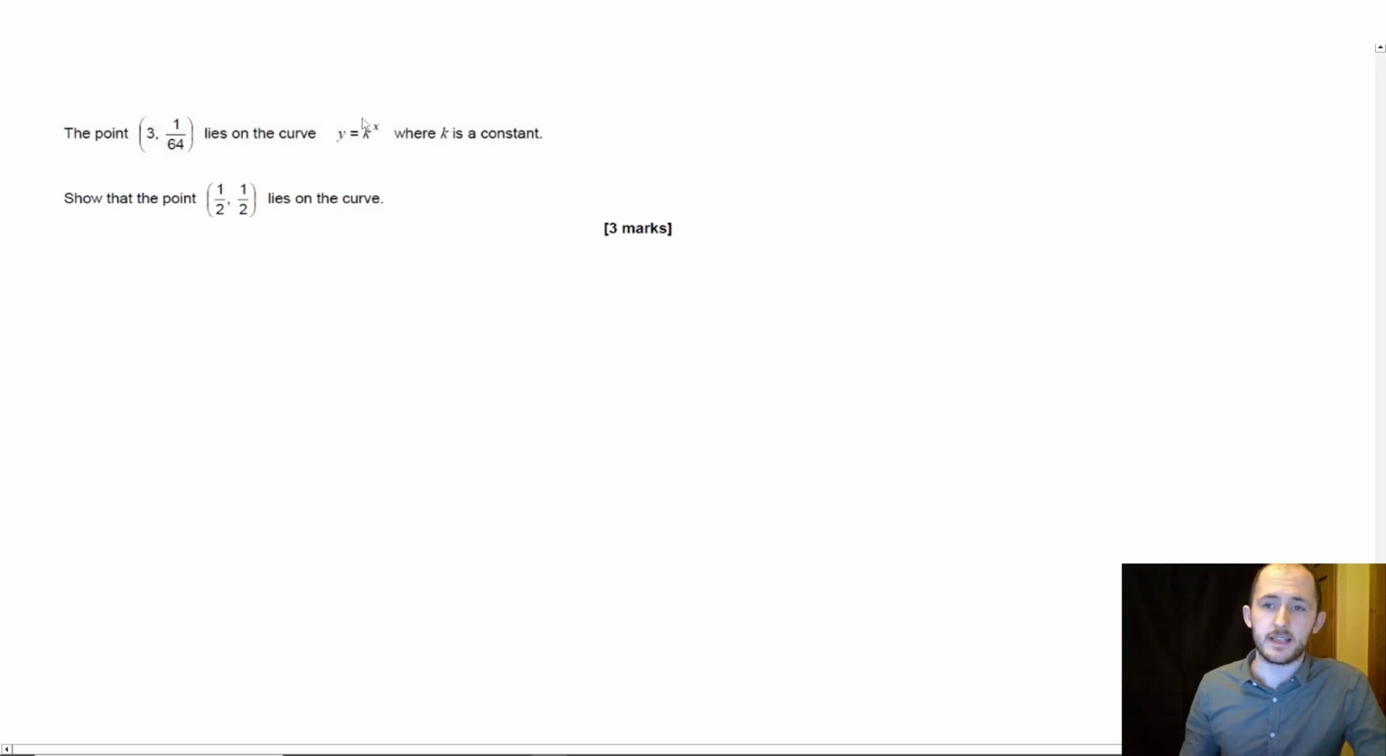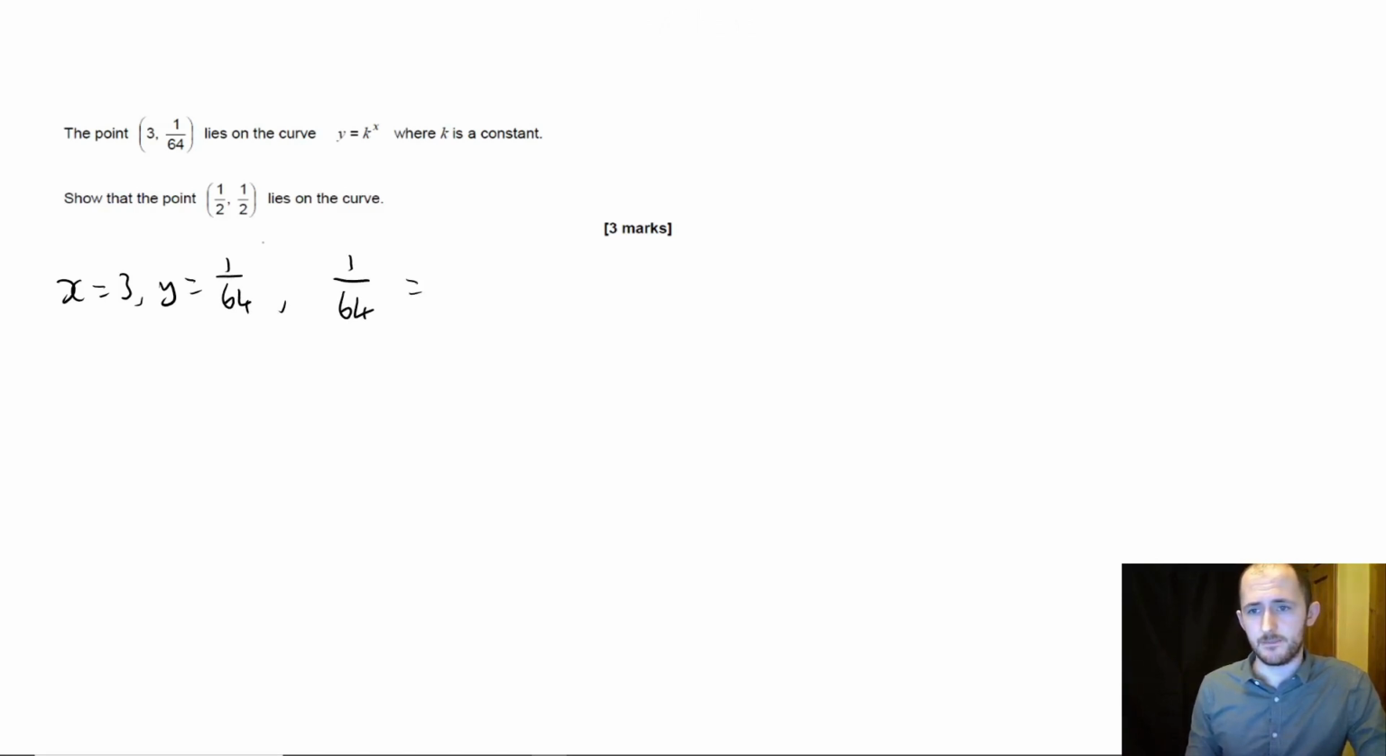The only way to do this is by finding out what k is. The reason for that is normally to show a point lies on a curve, you sub in these two values, right? So you'd sub in x as a half, y as a half, and then show that they're equal. The problem with that is we don't know what k is, so I can't square root k. So, x equals 3, y equals 1/64. So, you might be able to spot already what the answer is. k cubed. So what you want to do is cube root both sides.